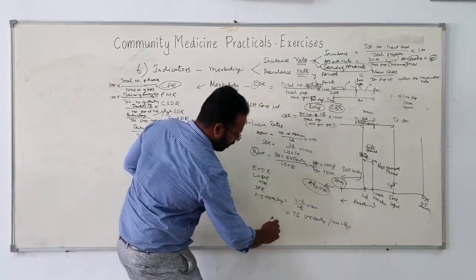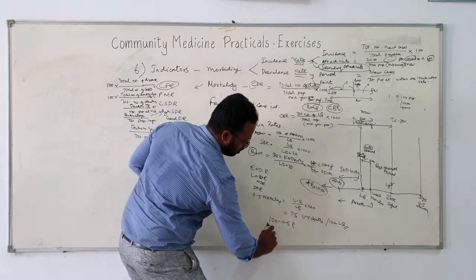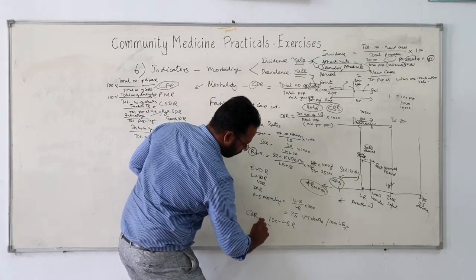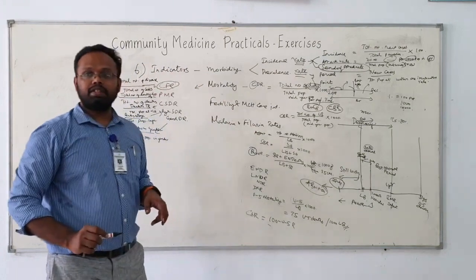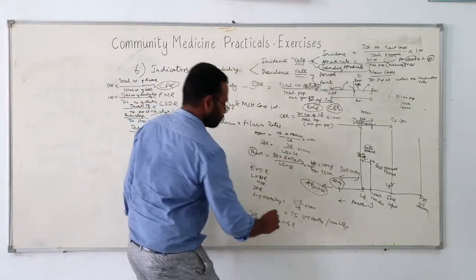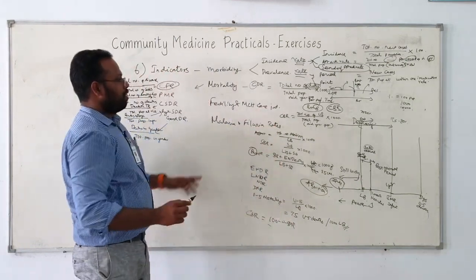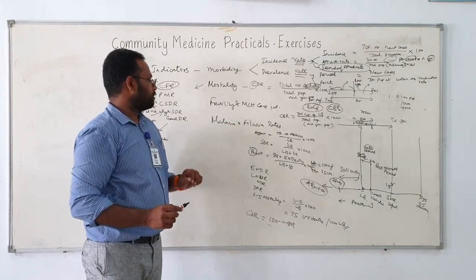So 100 minus the under 5 rate is called the child survival rate. Child survival rate is the reverse of under 5 mortality rate. So these are all the possible FCH care indicators.